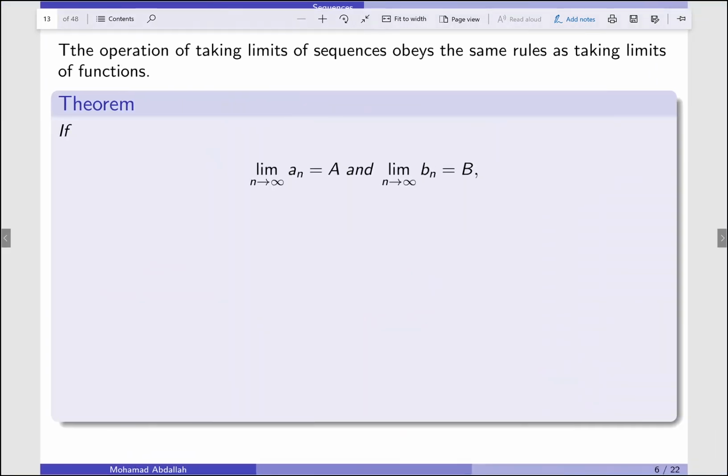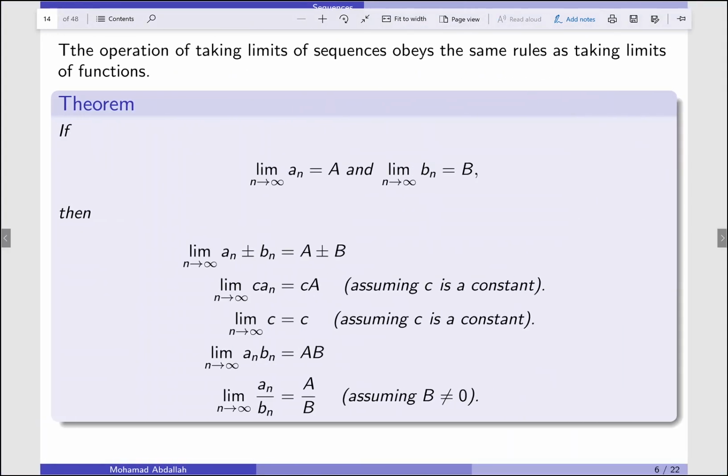Now again, when you learned the limits in Calculus 1 for functions, you know that if the limit of f is equal to L1, and the limit of g is equal to L2, then you can use some arithmetic for the limits. The same thing is true here. So if I know that the limit of a_n is equal to a and the limit of b_n is equal to b, then the limit of the sum is the sum of the limits. The limit of the product or the difference is also the same here. If you multiply by a constant, you can move the constant outside. The limit of the constant is the constant itself. So very similar to the usual properties of limits that you have seen before.